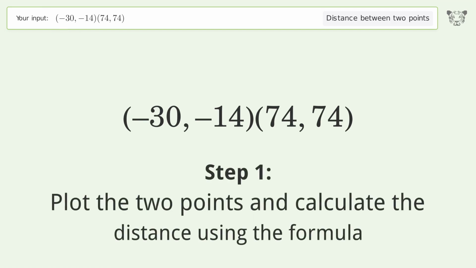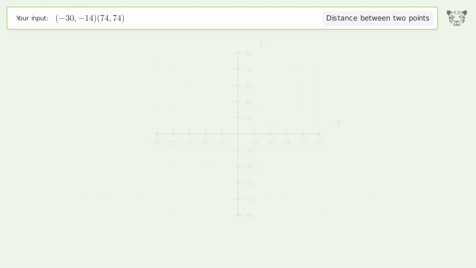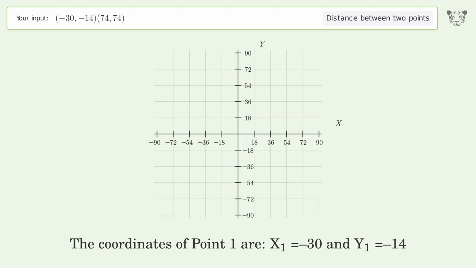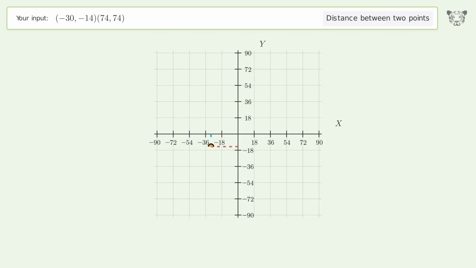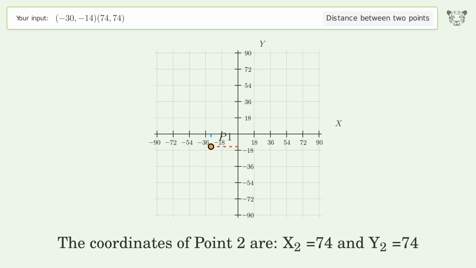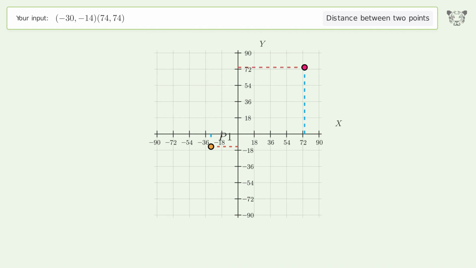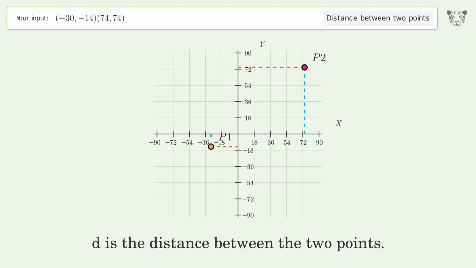Plot the 2 points and calculate the distance using the formula. The coordinates of point 1 are x1 equals -30 and y1 equals -14. The coordinates of point 2 are x2 equals 74 and y2 equals 74. D is the distance between the 2 points.